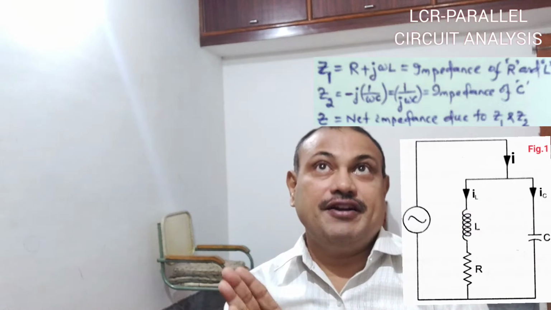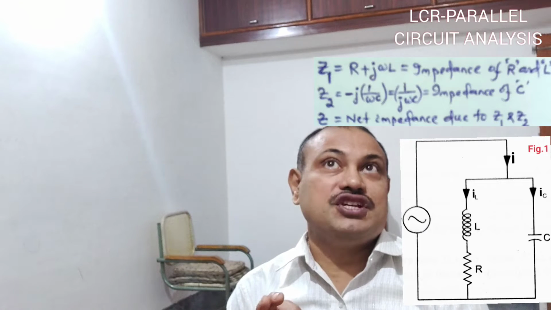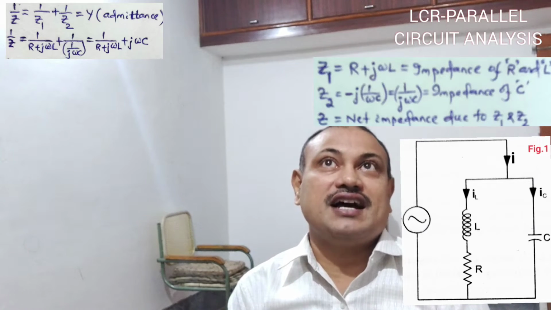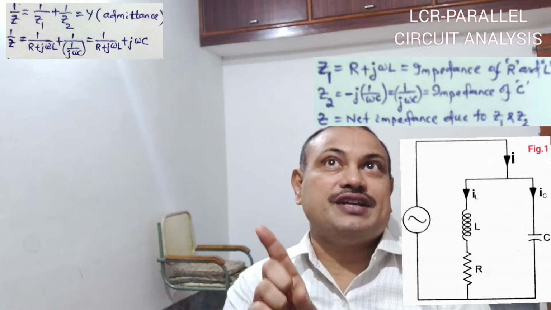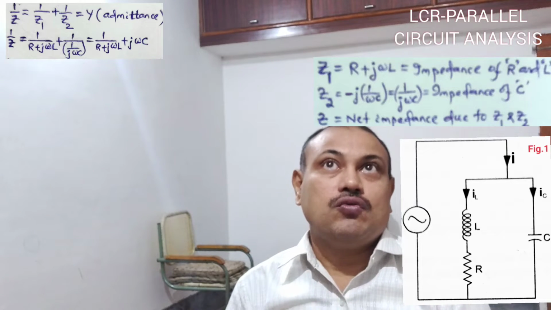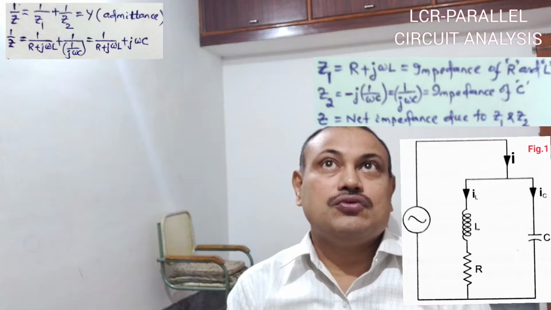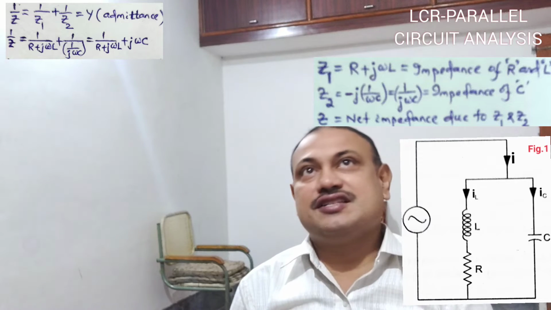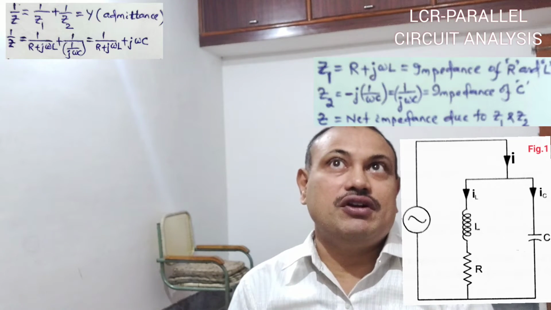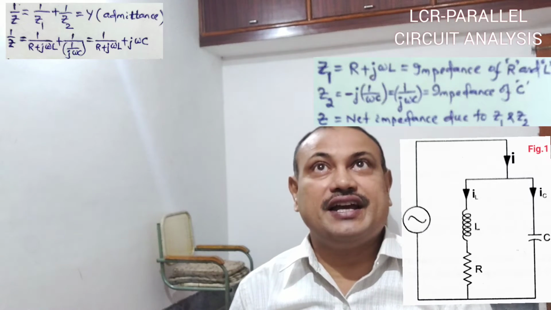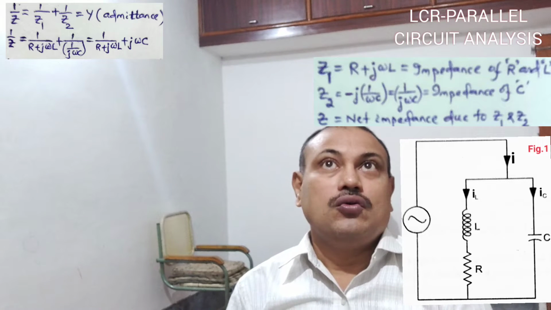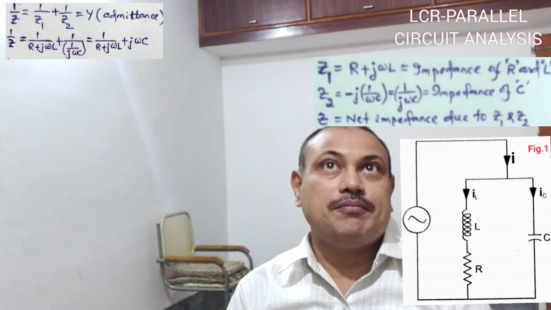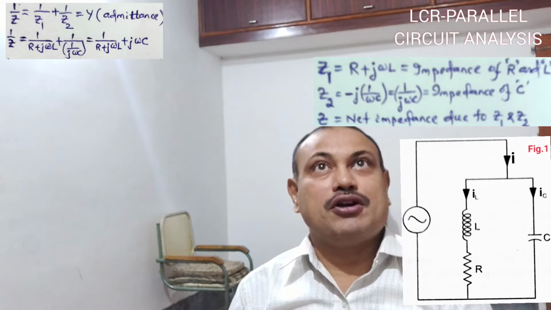So the effective or net impedance due to the combination of Z1 and Z2, which are in parallel, can be written as Z. Since they are parallel, we can write 1 upon Z is equal to 1 upon Z1 plus 1 upon Z2, so that Y, the admittance of the circuit, can be written as 1 upon R plus j omega L, plus 1 upon j omega C, which is 1 upon R plus j omega L plus j omega C.